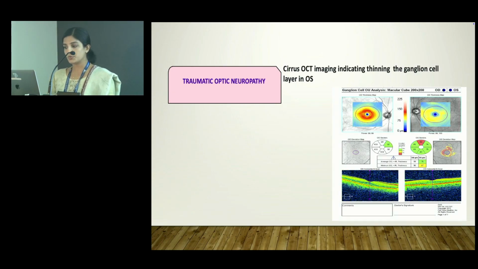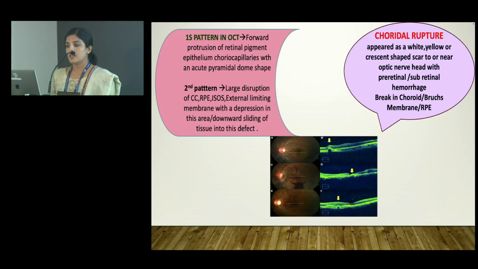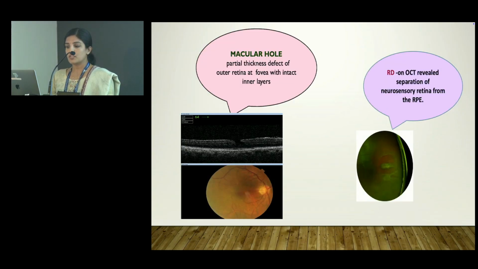This shows thinning of the ganglion cell layer in the left eye. In choroidal rupture, there are two patterns observed. The first pattern is a forward protrusion of retinal pigment epithelium and choriocapillaris with an acute pyramidal dome shape. The second pattern is a large disruption of choriocapillaris, retinal pigment epithelium, ISOS and external limiting membrane with a depression in this area or downward sliding of tissue into this defect.